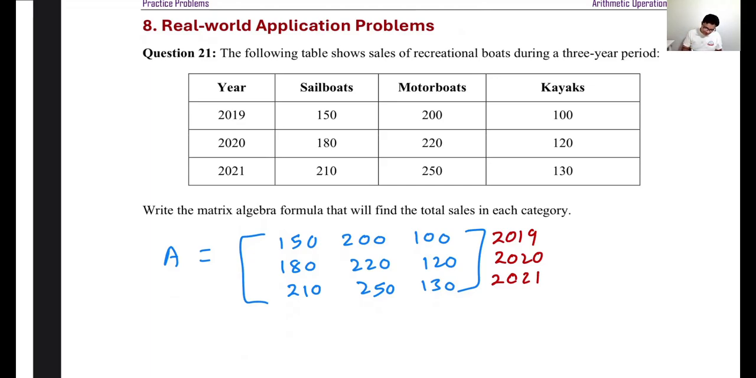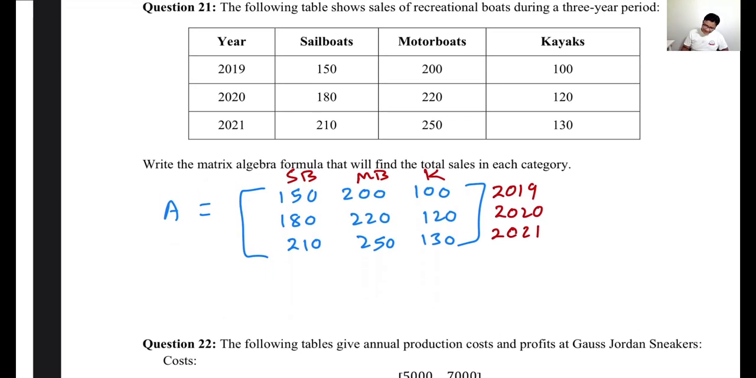Now in a matrix, both of them have meaning. The columns, these ones are for the sailboats. The second one is for motorboats. That is the number of sales, right, in those 3 years. And the third one is for kayaks, right? Now it says write a matrix formula to find the total sales in each category. So basically we are talking about what is the total sales of sailboats and so on. And you can obviously see, basically we're adding the columns.